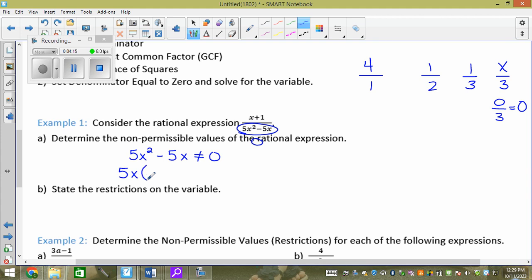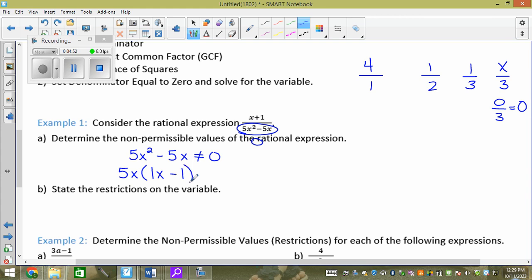When you take out a GCF, what operation are we doing? If you take a 5x out, when you're taking out greatest common factors, what operation are you doing? If I went to put this back in, what operation am I doing? Multiplication. So if I'm taking it out, what am I doing? Division. So what's 5 divided by 5? 1. X squared, take out an x. X. X minus 5 divided by 5? 1. X divided by x? Nothing. Just 1.